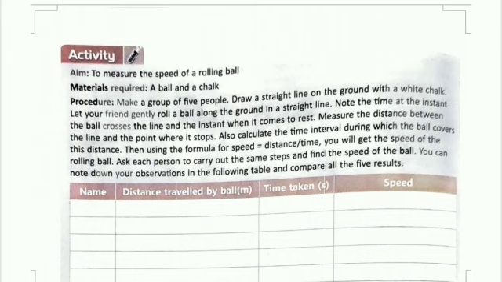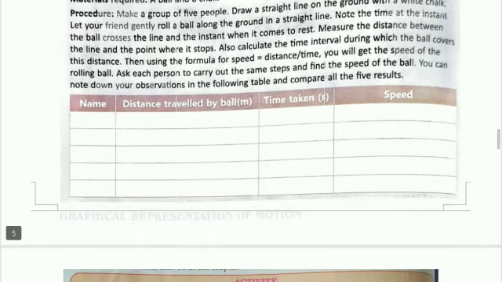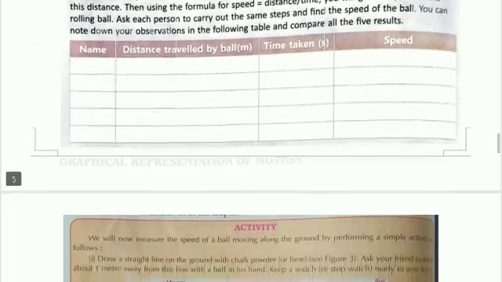Then use the formula for speed, which is equal to distance divided by time. Now you know the distance; you can measure it by a measuring tape, and the time by using a stop clock. You will get the speed of the rolling ball. Ask each friend to carry out the same steps and find the speed of the ball. You can note down your observations in the following table and compare all 5 results. You can do it by yourself at home also.